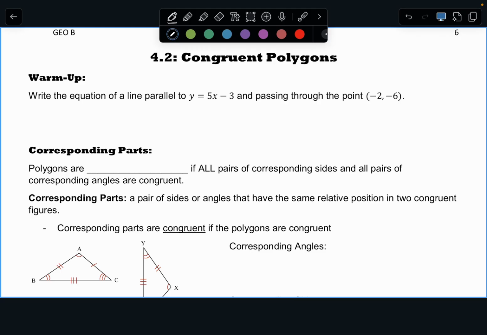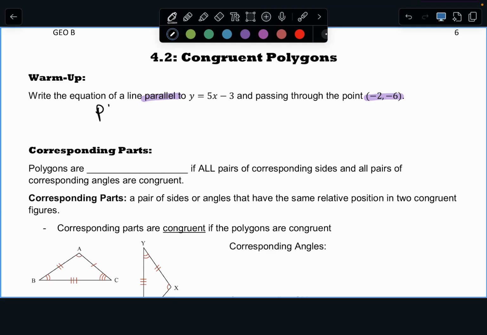This section is fairly simple, but it might take a second. Like some of the problems might take a second. Before we dive into it, let's do the warm-up. It says, write the equation of a line parallel to y equals 5x minus 3 and passing through this point.